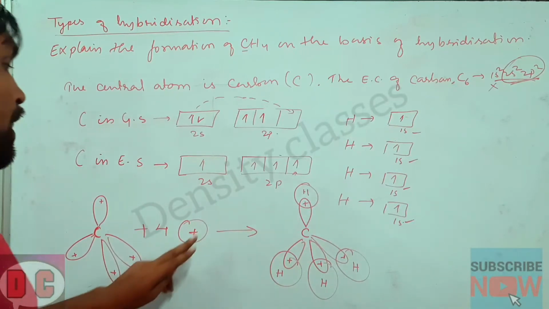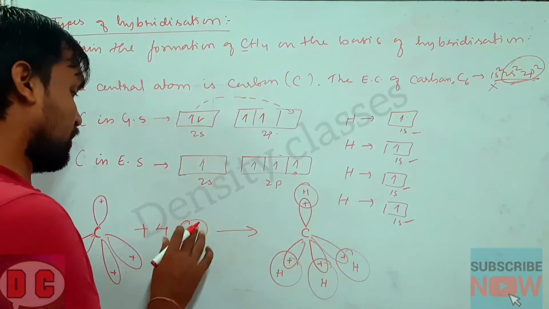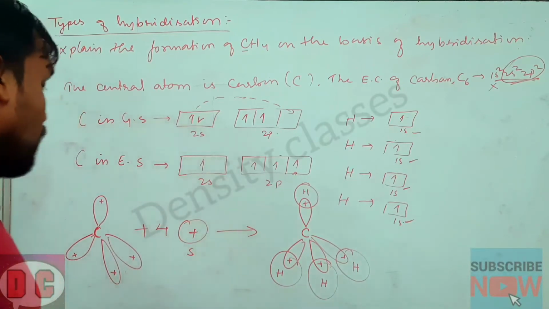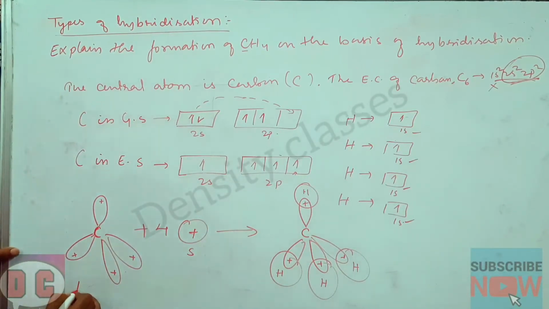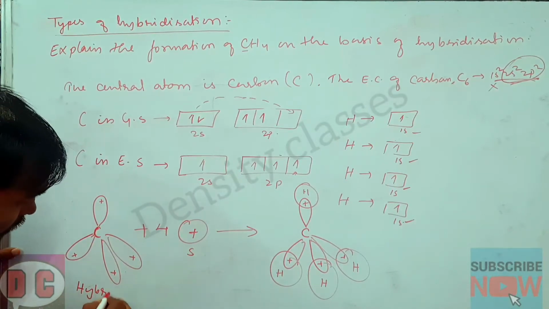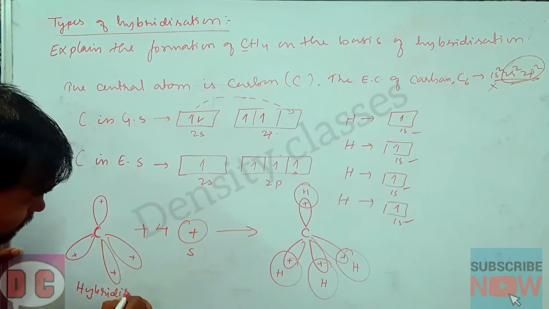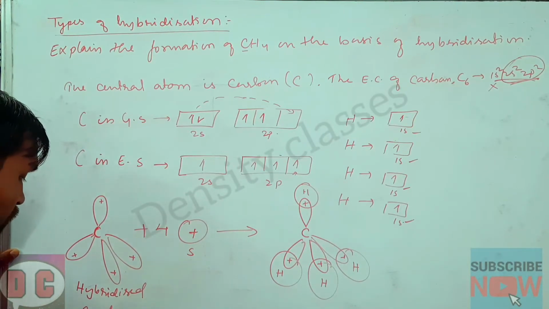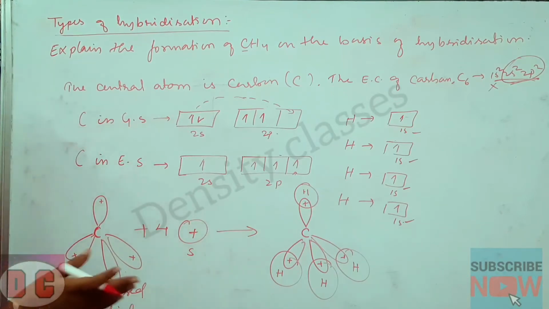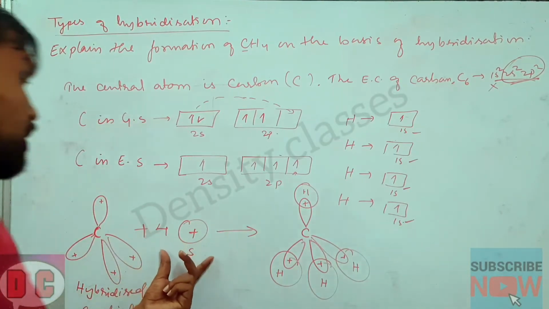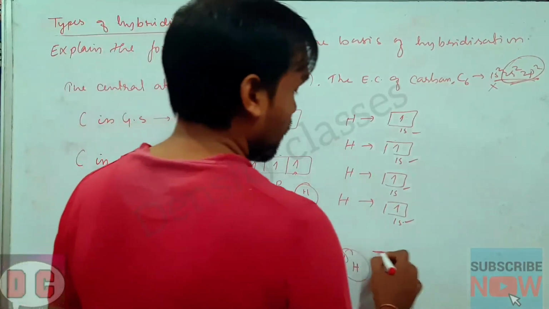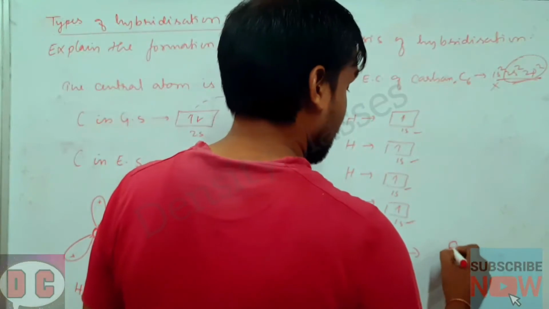Okay, this is 4 hydrogen orbitals, hydrogen s orbital. Okay, 4 hydrogen s orbitals, and this is called hybridized orbital, hybridized carbon orbitals. So the hybridized carbon orbitals will combine with unhybridized hydrogen orbitals like this, and when they do so, they will give us a structure like this.